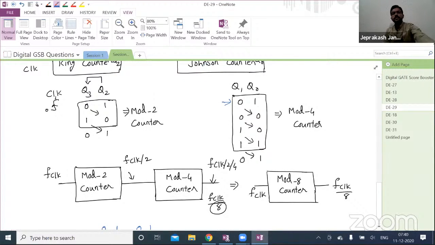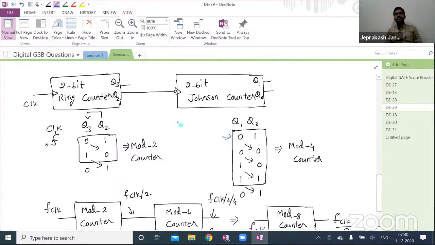For this particular Johnson counter, the clock signal is Q2. Only when Q2 changes from 1 to 0 will this particular counter change from one state to another. Yes or no? All of you please respond. In the ring counter, whenever you give a positive edge of the clock signal, it changes from one state to another. Similarly, this counter also changes state, but that happens only whenever the Q2 value changes from 1 to 0. Correct. So here the initial state is 0 1.